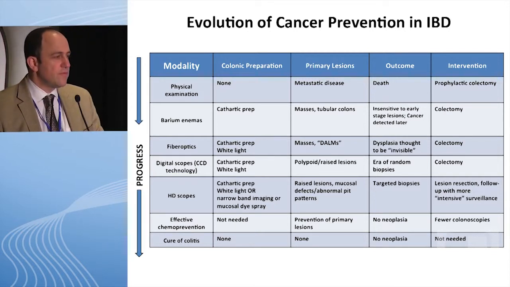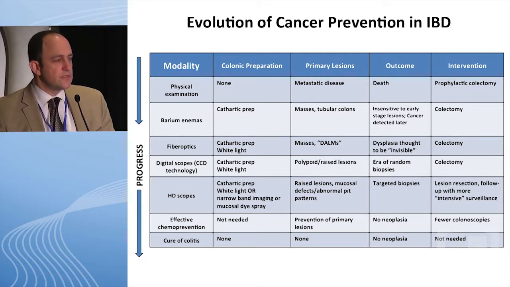As you move down through fiber optics to even our early digital scopes, in the early days, the description, which was actually the term was coined at the University of Chicago, and one of the authors of those early papers is here at this conference today, hi Jerry, was the DALM. And DALM were thought to be very important because they were associated with dysplasia, and these patients had a high risk of concurrent cancer. But we also recognized that dysplasia was hard to find, and when you found it on random biopsies, you were lucky and you should take the colon out.